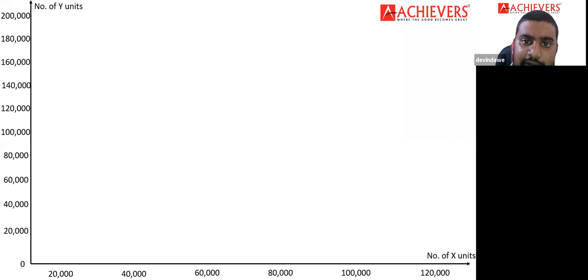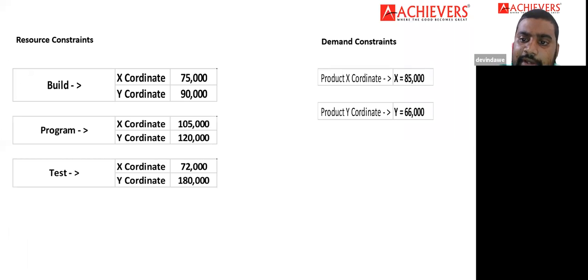Okay. Now, first I'll teach you the demand constraint. I'll show you how a demand constraint is drawn. So look at product X. Product X, the coordinate is X equals 85,000, right? Now, for the demand constraint, guys, there is only one coordinate.